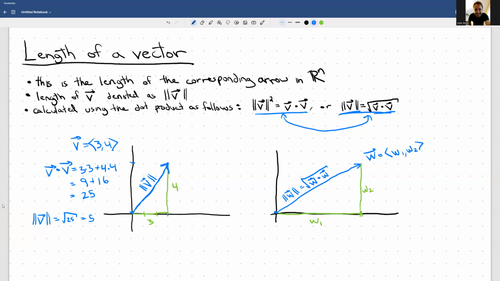All right, so this is one way in which we can use the dot product to interpret geometric information, specifically length. And we'll see that there are other ways that we can use the dot product going forward.